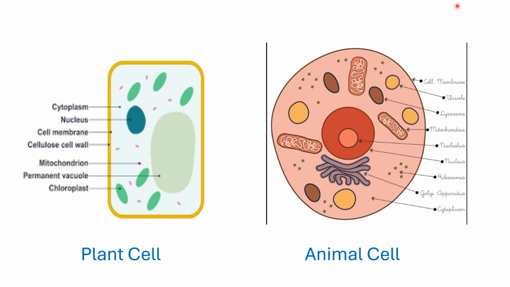We have lysosomes here and the mitochondrion. We have nucleus and the cytoplasm. And then lastly, we have some small ribosomes.